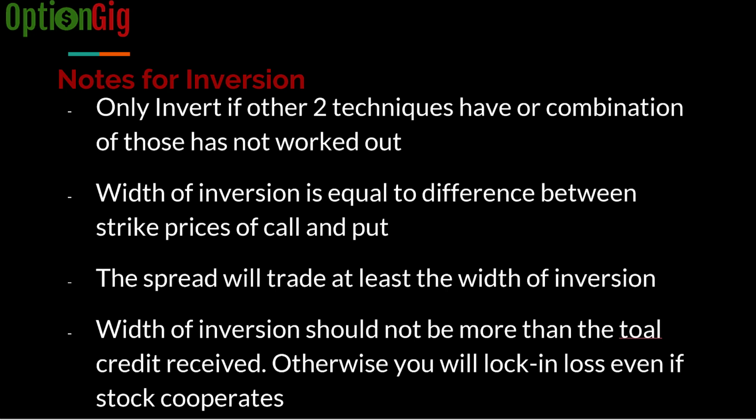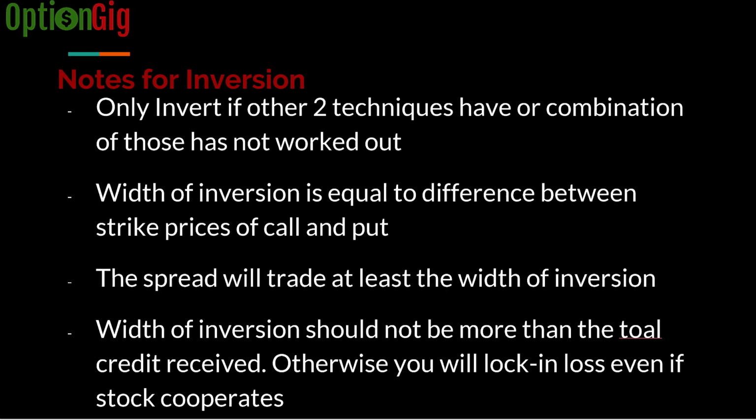But if you go inverted more than the amount of credit that you have collected, you are actually locking in losses. What do I mean by that? In the case that we just saw, let's say you have gone inverted by $12 and the total premium you had collected is $10. Now the best case scenario for you is for the stock to come back and land between your two short strikes, between the strikes of your call and the strikes of your put. Stock cooperates. So now you can close the trade, but you will be able to close it only for a minimum of $12 because that is the width of the inversion. But you collected only $10 premium. Right? So your minimum loss in this case is $2.